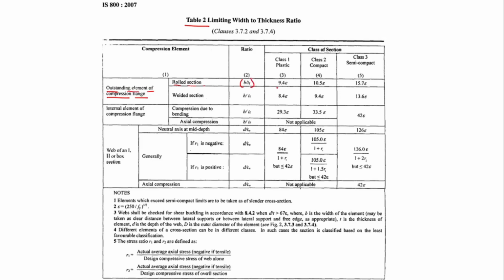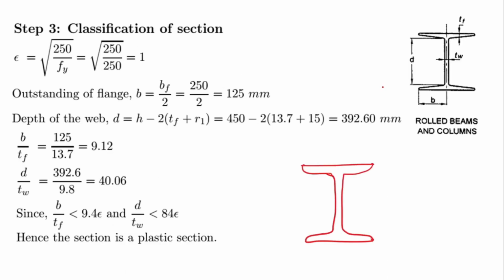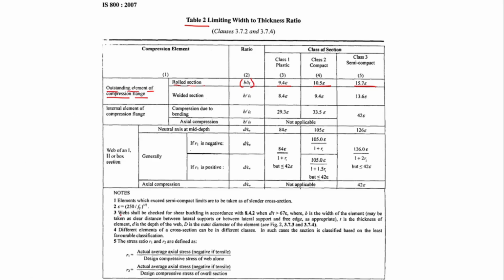is less than or equal to 9.4 epsilon for plastic section, 10.5 epsilon for compact section and 10.7 epsilon for semi-compact section. If you see here, b by Tf is less than 9.4 epsilon, or it is equal to 9.4, because b by Tf value is 9.12. Therefore the flange of the I section belongs to the class plastic. That means the flange part is a plastic section.